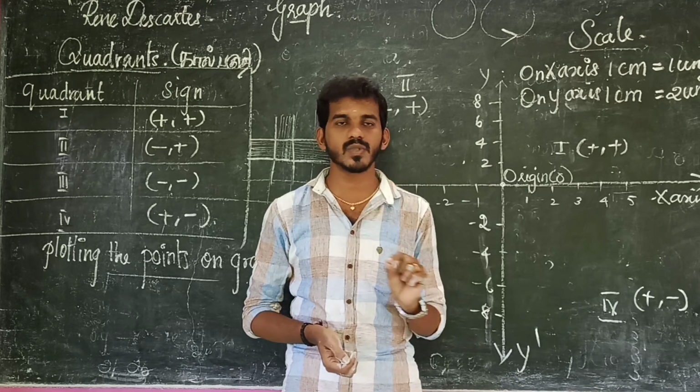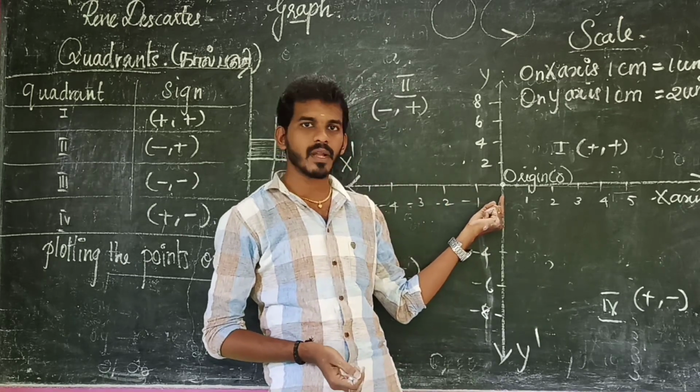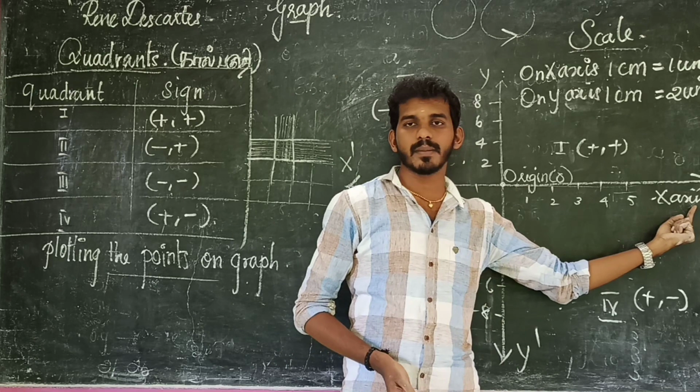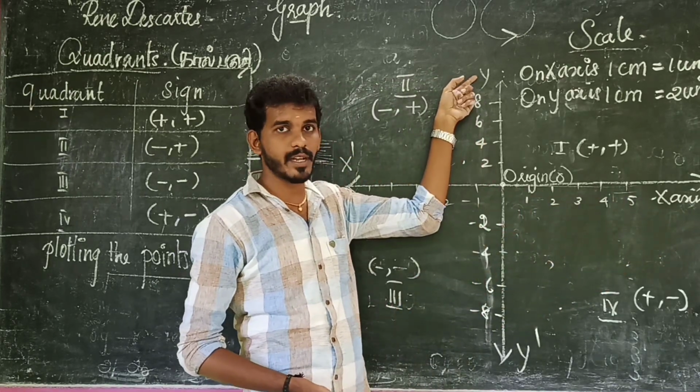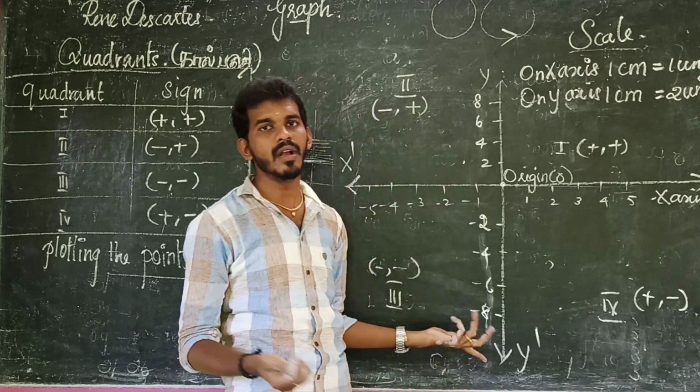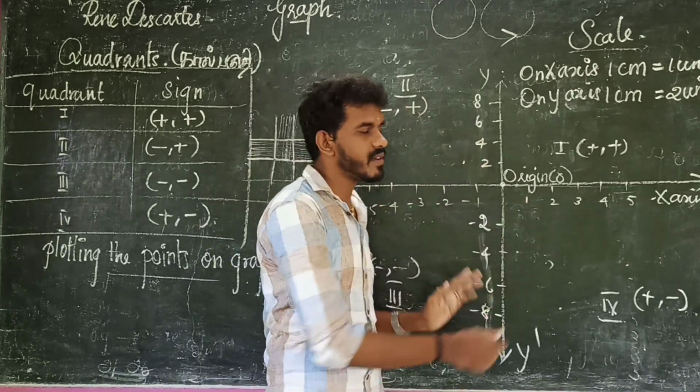The middle point is known as what? Origin. OX is the positive side of the x-axis, and this is the negative side of the x-axis. The up is the positive side of the y-axis. The down is the negative side of the y-axis. These are all very, very basic things.